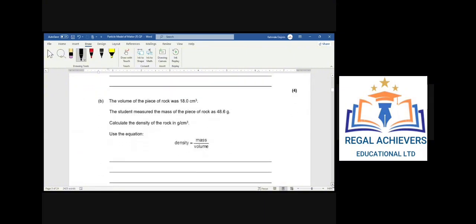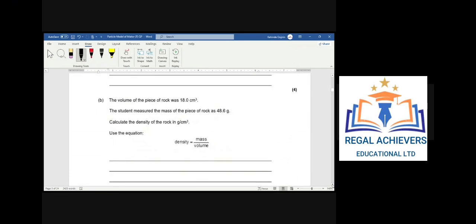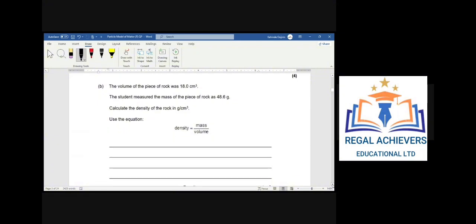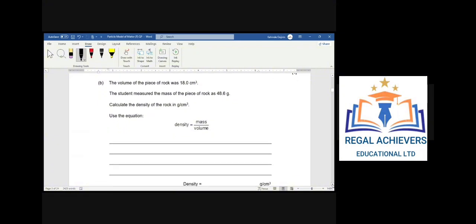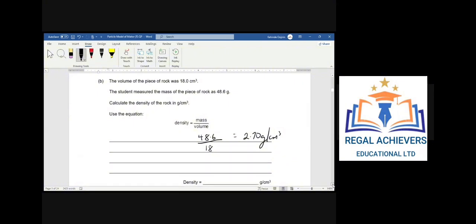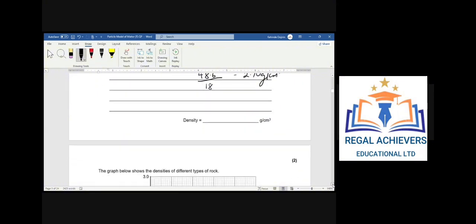The volume of the piece of rock was 18 cm³ after the experiment, and the student measured the mass of the rock as 48.6 grams. Calculate the density of the rock in grams per cm³. You already have the formula given to you, and the mass is 48.6. So that will be 48.6 grams divided by the volume, which is 18 cm³. If you divide that, it will give you 2.70 grams per cm³ as your answer. It's as simple as that.